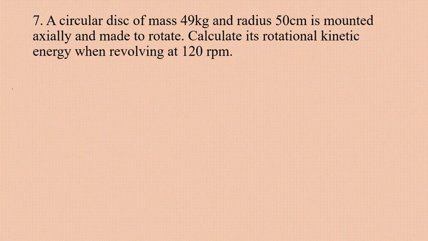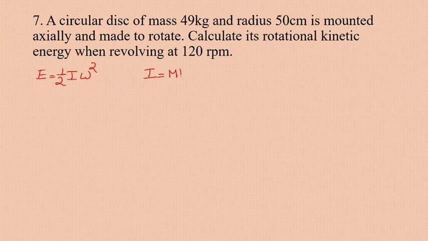That is equal to half I omega square. For a circular disc of mass m and radius r, the moment of inertia about a perpendicular axis. Here the axis about which the disc is made to rotate is the perpendicular axis passing through the center. So what is the moment of inertia? The moment of inertia I is equal to mr square by 2.